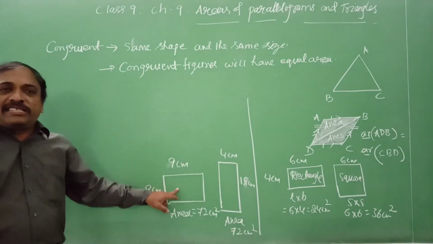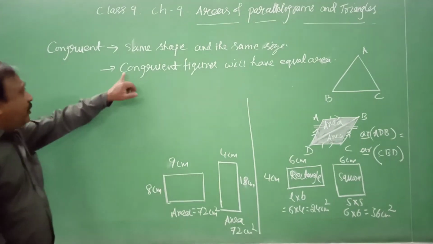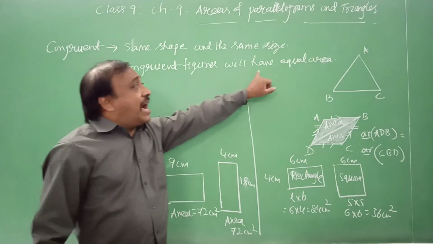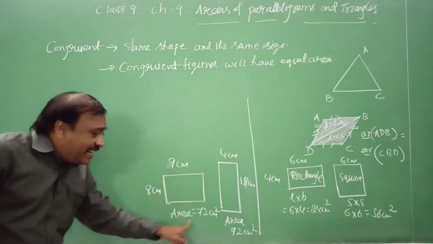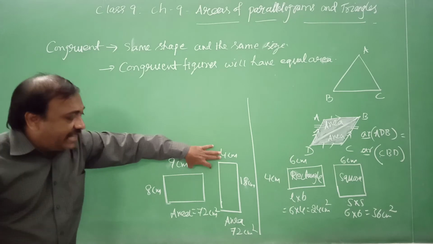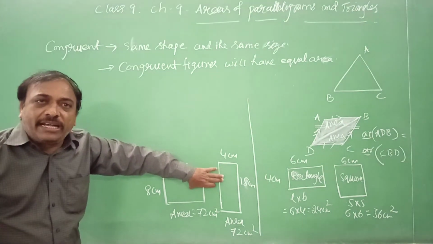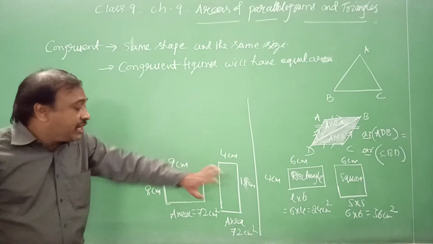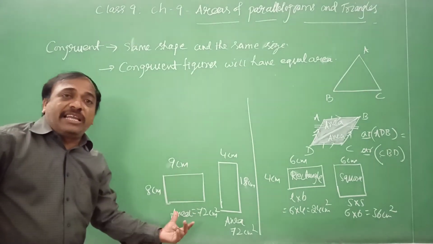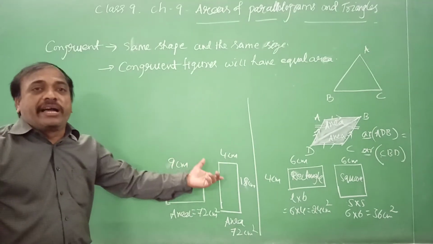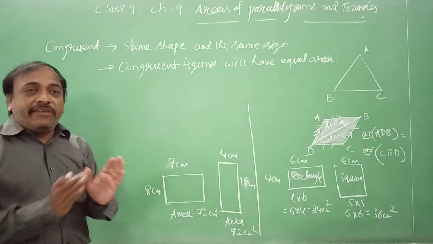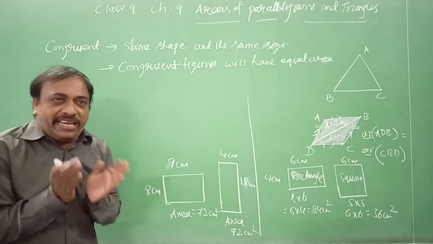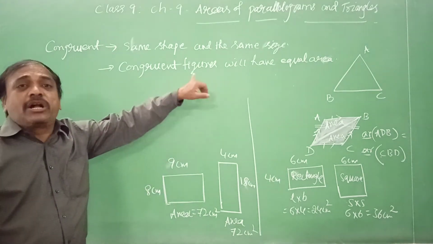Are these two figures congruent? Here I wrote congruent figures will have equal area. Now the areas are equal. Do you agree that these two figures are congruent? No, you are right. If areas are equal, the figures need not be congruent. If the figures have the same area, then they need not be congruent.